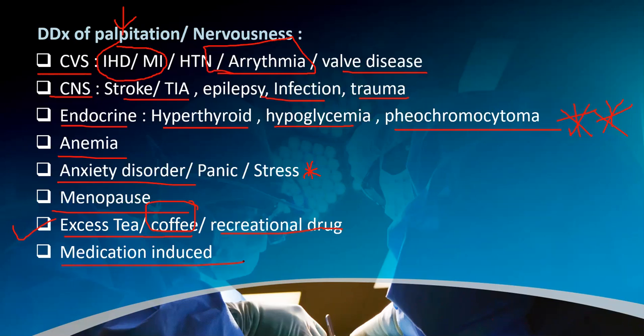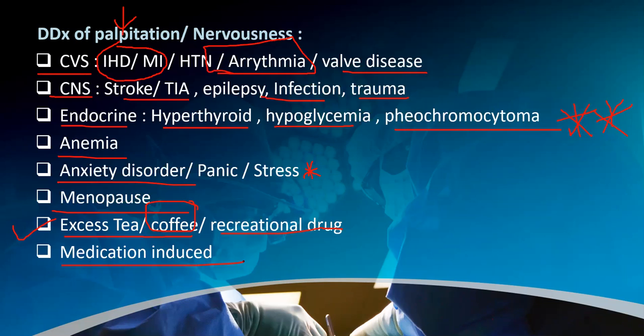So you have to remember this palpitation differential diagnosis before everything. CVS causes, CNS causes, then we have endocrine causes, we have anemia, anxiety, we have menopause, medication, and then we have excessive tea and coffee.